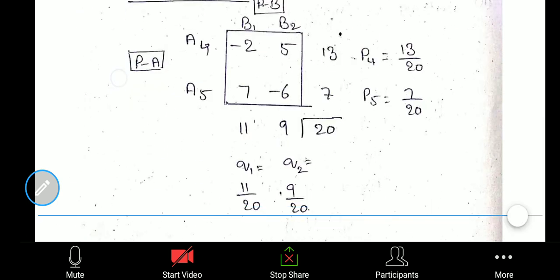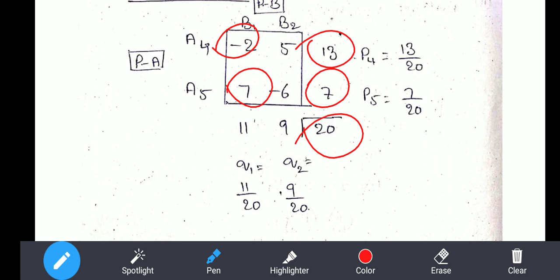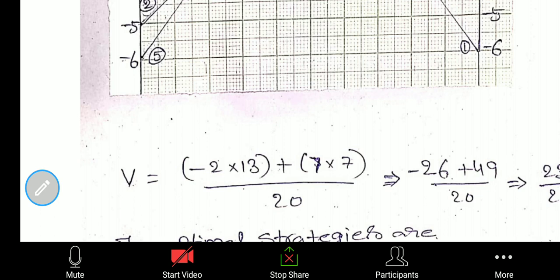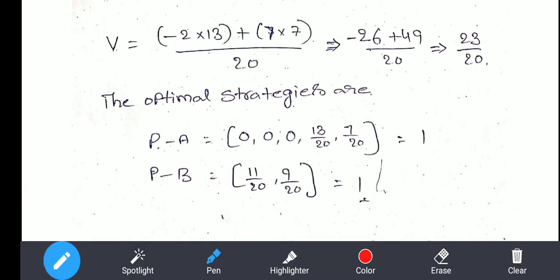After that, the value of the game will be minus 2 into 13 plus 7 into 7 divided by 20. It will give us the value of the game. You can show that here, the value of the game and probabilities. Sum of these two probabilities: here player A has five strategies, of which 2 will be selected, that is A4, A5. Their probabilities will be 13 by 20 plus 7 by 20. Sum of these two will be 1.